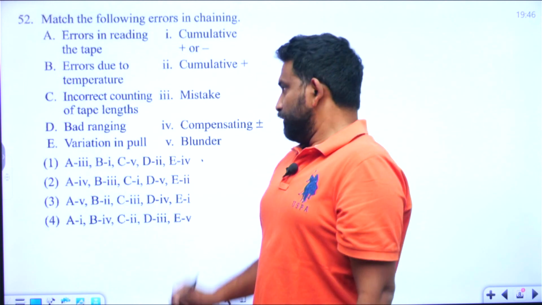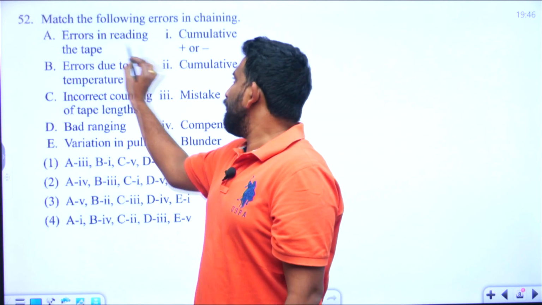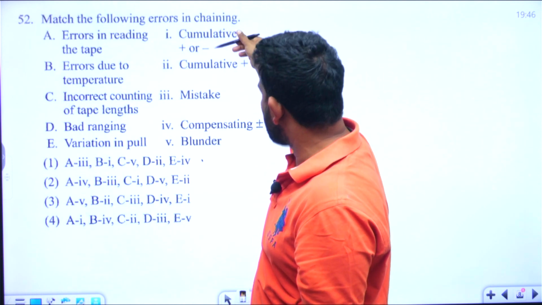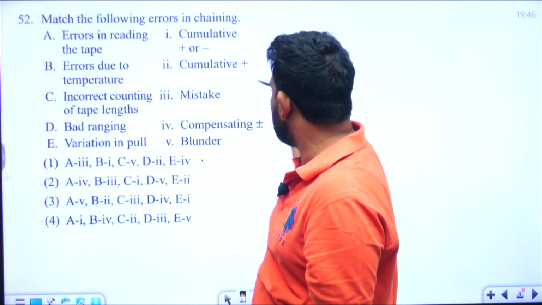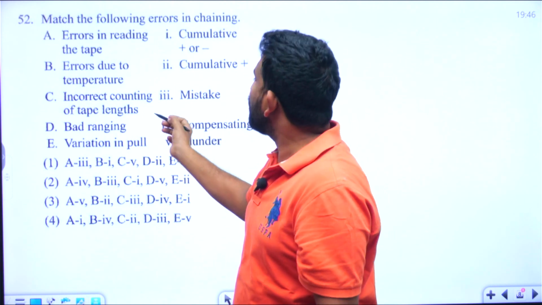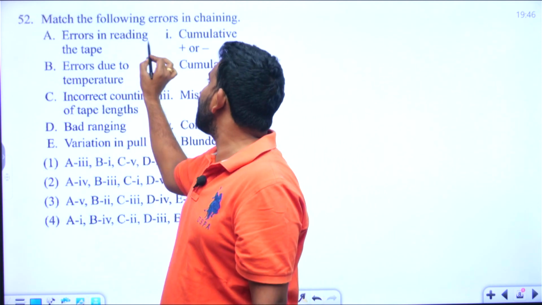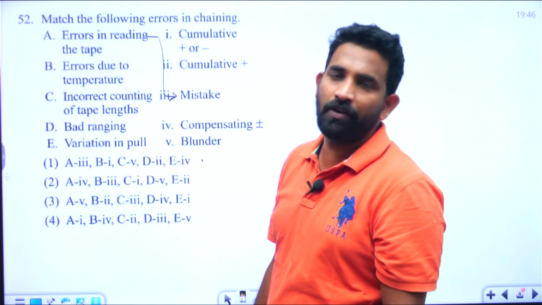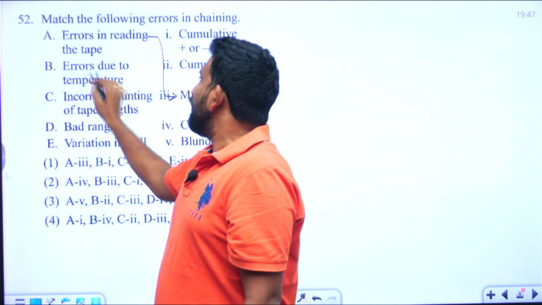See clearly here, error in reading the tape. Observe the options here: cumulative in terms of positive and negative, cumulative positive, mistake, compensating in terms of positive and negative, and blunder. You can clearly mention that the error in reading of the tape will come under a mistake, because that's a personal error, and that can be compensating also.